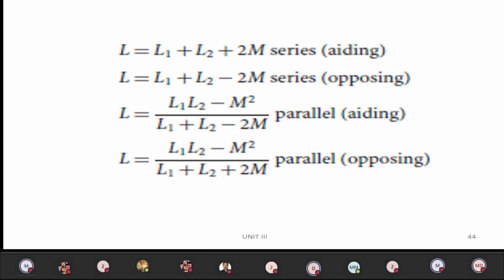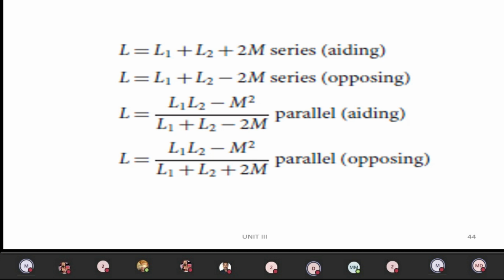In your mind, what will come is: we connect two inductors in series, it will just be L1 plus L2. Similarly, if I connect two inductors in parallel, the formula will be L1 L2 divided by L1 plus L2. Like that it comes to mind, but it is not so. If it is aiding, it will be L1 plus L2 plus 2M. If it is opposing, L1 plus L2 minus 2M.